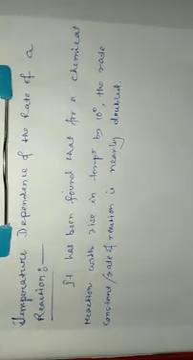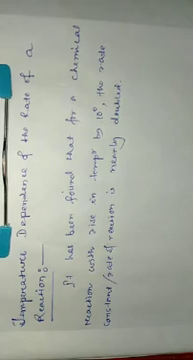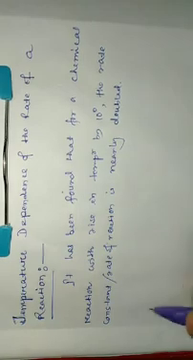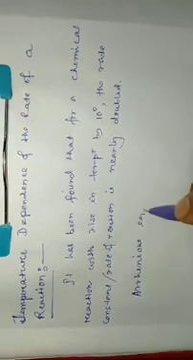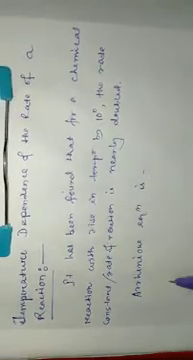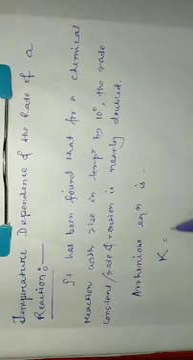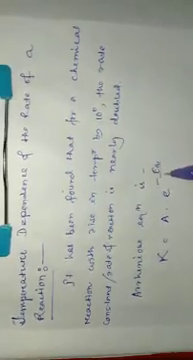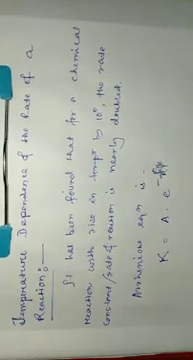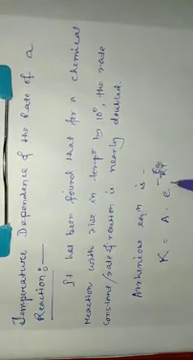So how does the rate of a chemical reaction depend on temperature? It was explained by Arrhenius with the help of an equation, and that equation is known as the Arrhenius equation. The Arrhenius equation is k equal to A into e to the power minus Ea divided by R into T.